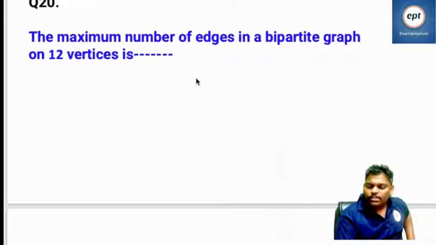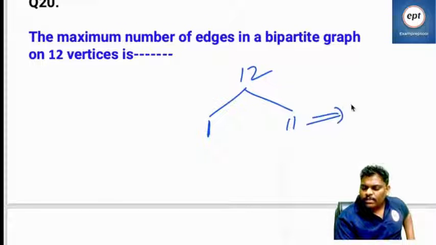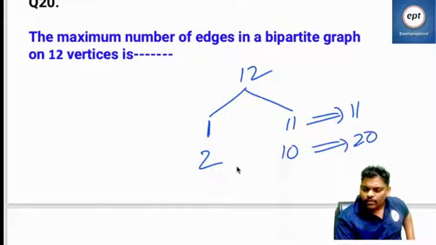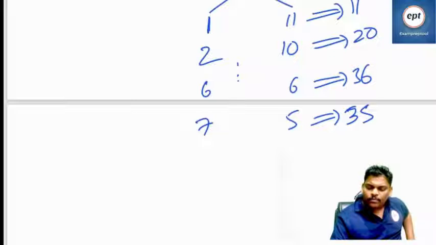So bipartite graph, see this one, 12 vertices bipartite. You can divide whatever way you want. Minimum 1 here, 11 there, so the number of edges is 11 only. 2 here, 10 there, number of edges is 20. So 6 here, 6 there, number of edges is 36. 7 here, 5 here, 35. And so on.